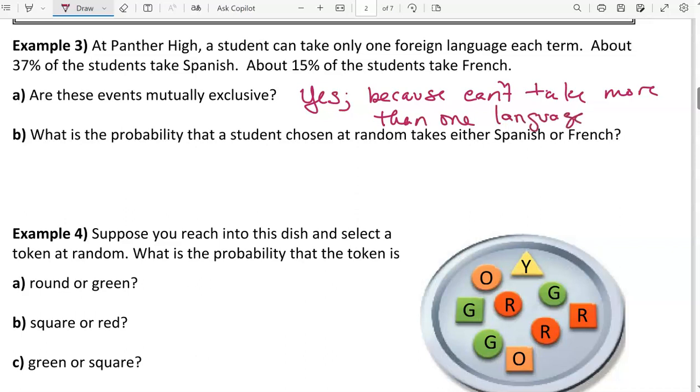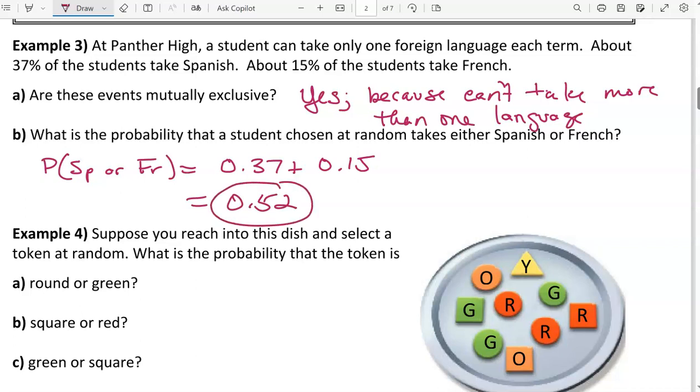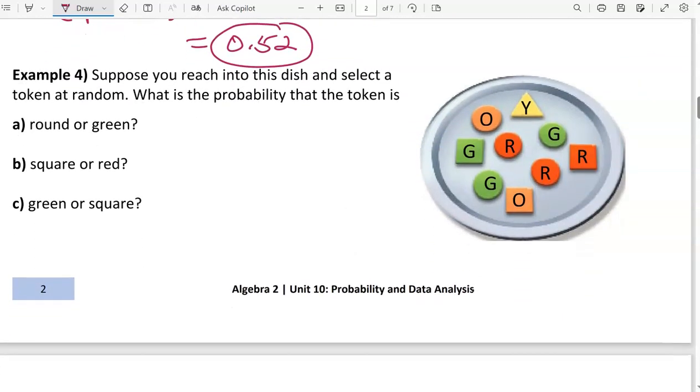So if they are mutually exclusive, what is the probability that a student takes either Spanish or French? That would just be adding their two probabilities, which would be 37% plus 15%. I'm just going to give my answer as a decimal. So that will be about 0.52 probability. All right, let's take a look at the next situation.